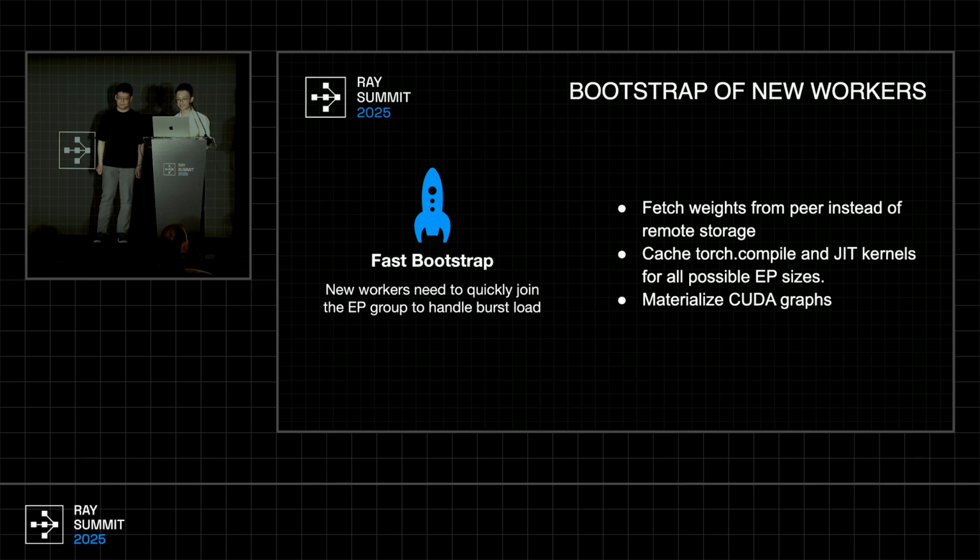And we can probably cache the compiled binaries and all the JIT kernels, for example for DeepGEMM, for all possible EP sizes. So we do not need to do JIT compile from scratch. And potentially, we can also materialize all the CUDA graphs. This would also solve the problem of reconfiguration on the new workers. We can just load the materialized graph from disk.